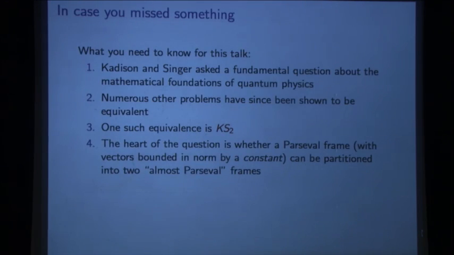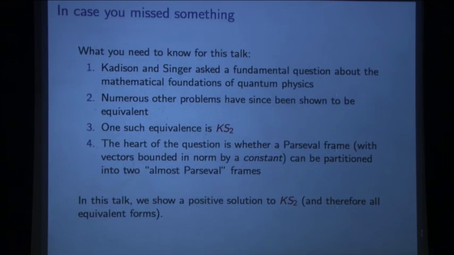Anyway, what you need to know for this talk: Kadison-Singer asked a fundamental question about the mathematical foundations of quantum physics. There are a bunch of other problems that are equivalent. One such equivalence is this KS2. The heart of the question is whether a Parseval frame with vectors bounded in norm by a constant can be partitioned into two almost Parseval frames. The 2 is because you partition into two. That's what the 2 in KS2 is. In this talk, the goal is to show a positive solution to KS2, and therefore all of the equivalent forms.